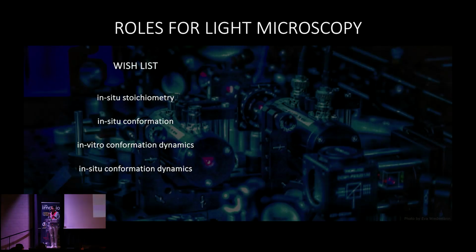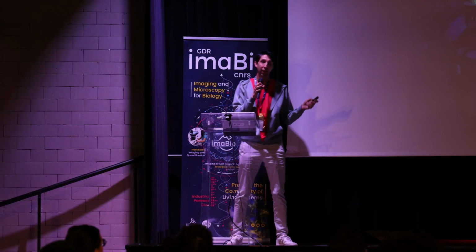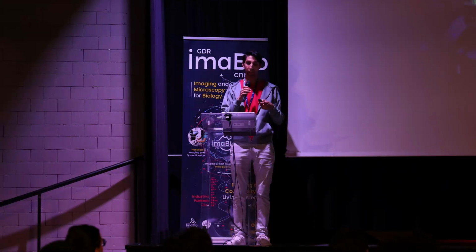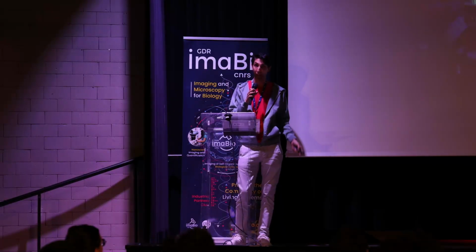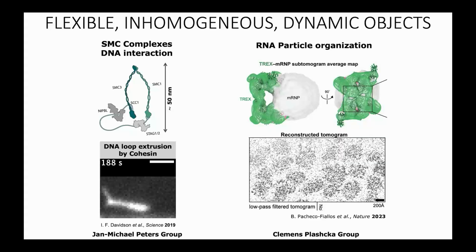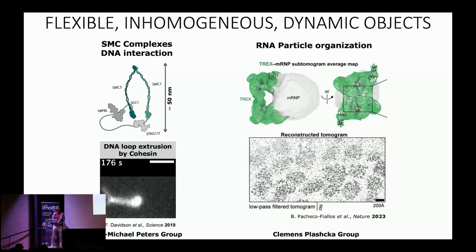Isotropy, and of course, targeting multiple species in a sample. And I think that expansion microscopy is doing great, RESI, and of course cryo-electron tomography and other techniques. But I think there's a key role to play for light microscopy in the context of looking at flexible, inhomogeneous, and dynamic objects, because these are hard to catch by frozen techniques like single particle cryo-EM.